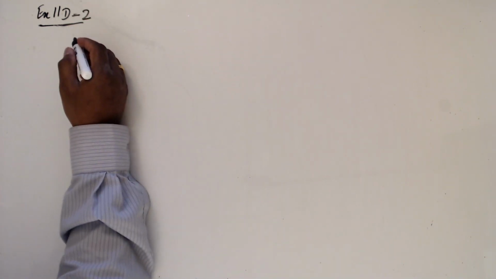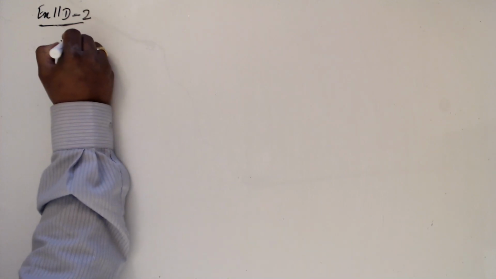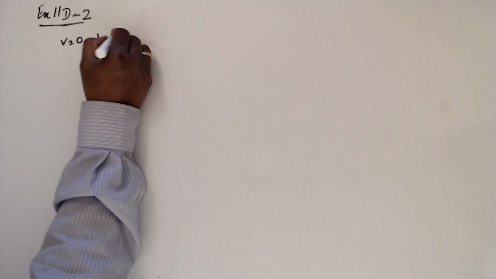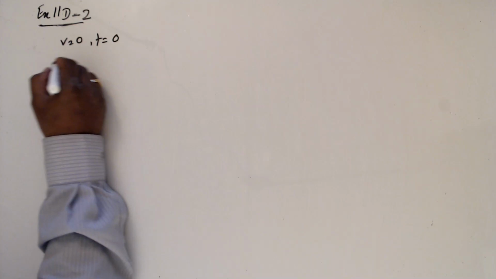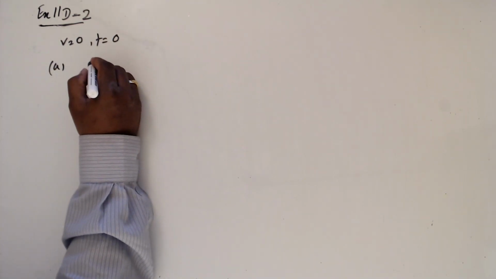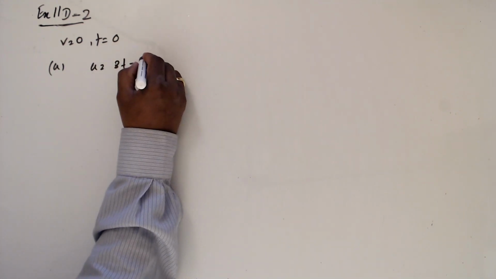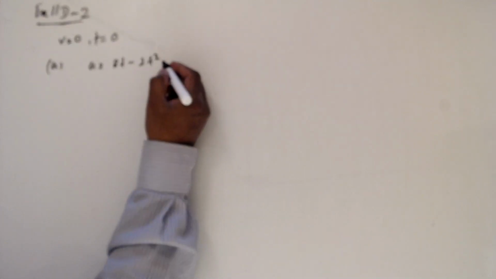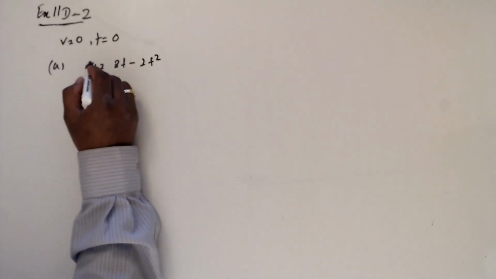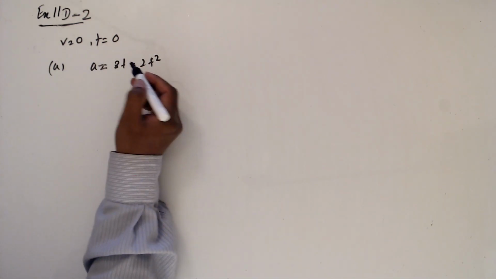Exercise 11D, question 2. We need to find the velocity, and two data are given: v equals 0, t equals 0. Part A, acceleration is given: a equals 8t minus 2t squared. This is the acceleration, so we need to find the equation for velocity.